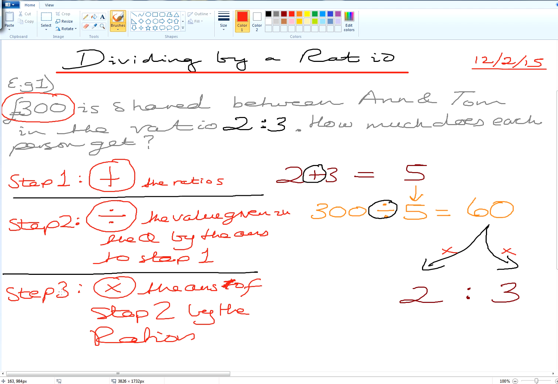Oh, here we are. Multiply the answer of step 2 by the ratio. So 60 times by 2 will give us an answer of 120, and 60 times by 3 will give us an answer of 180. Do we simplify it? No, we're not simplifying.